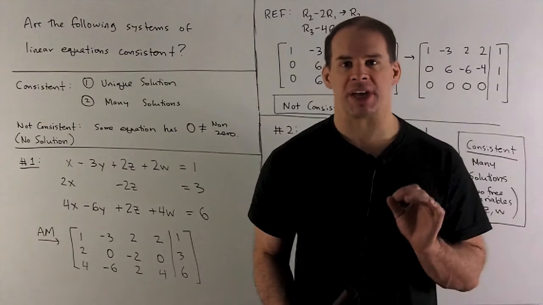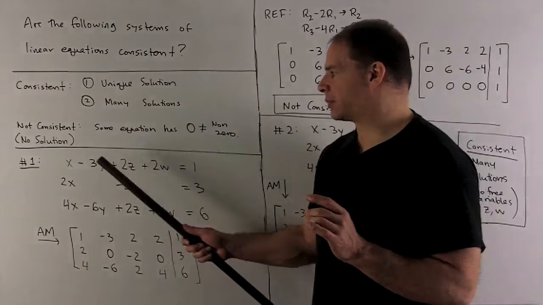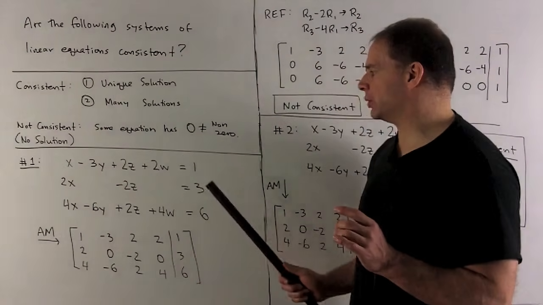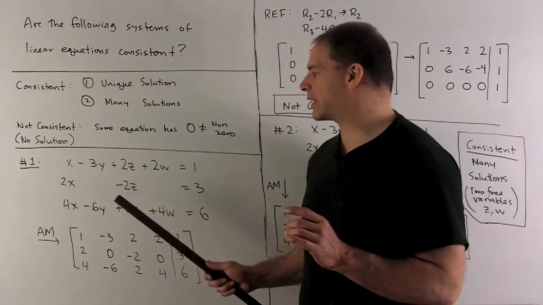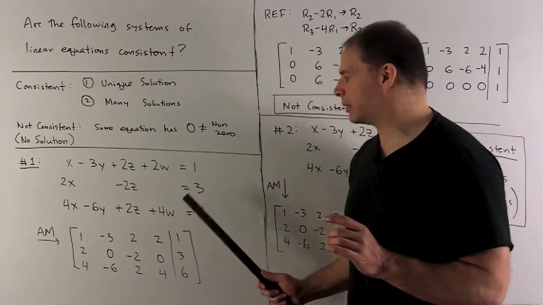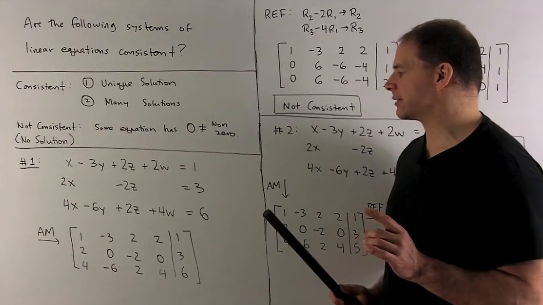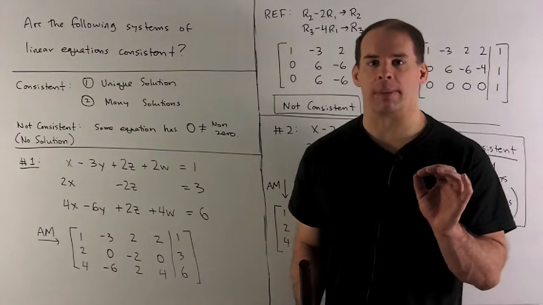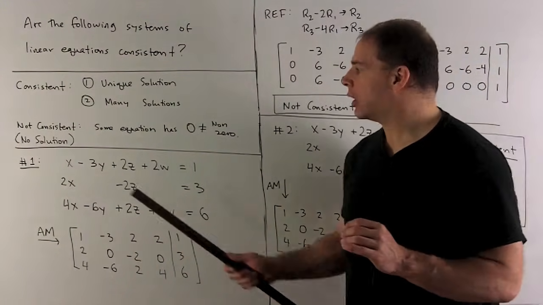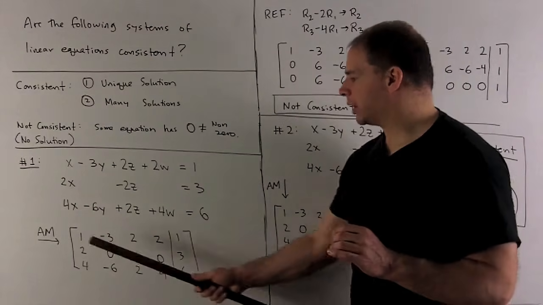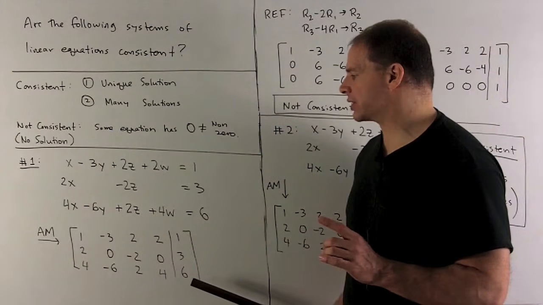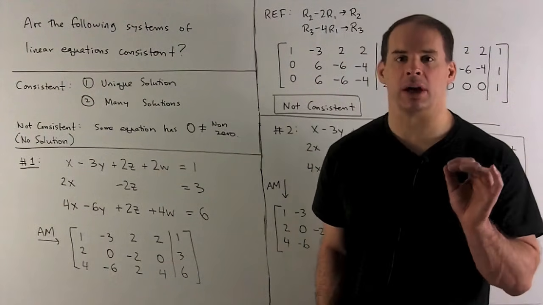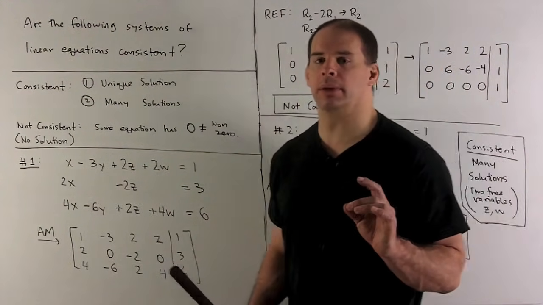Now, first example, take x minus 3y plus 2z plus 2w equals 1, 2x minus 2z equals 3, and then 4x minus 6y plus 2z plus 4w equals 6. I set up an augmented matrix, so that just means we peel the coefficients off, load them in, and then I'll put a bar in where I have the equal signs. So from here, we want to go to row echelon form.